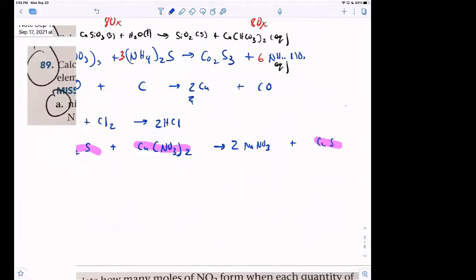You guys are looking bored. Am I losing you? This one's a little harder, I guess. Dinitrogen tetrahydride. Is that hydrazine?